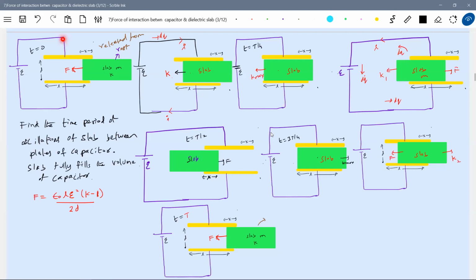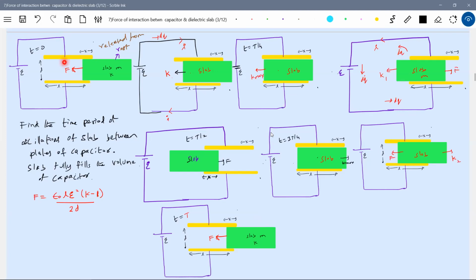Practically, the conducting wires will have resistance, so there are so many complications. There will be friction between the plates and the slab. We are discussing the ideal world, the paper world. What was our question? We are not artists here, not to draw diagrams. We were interested in getting the time period. How to bring the time period?